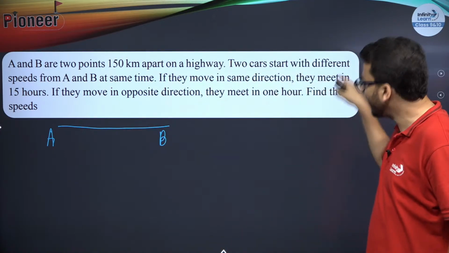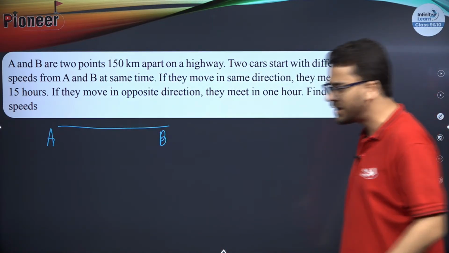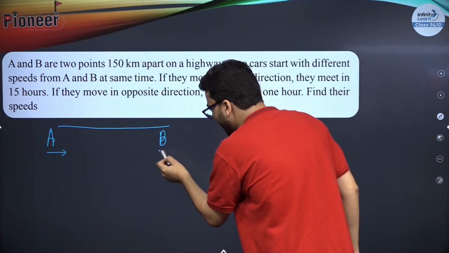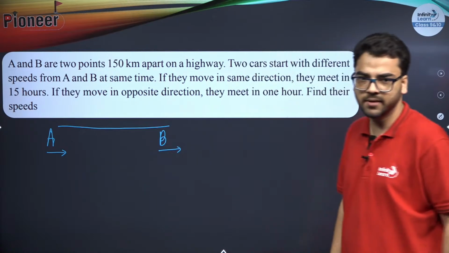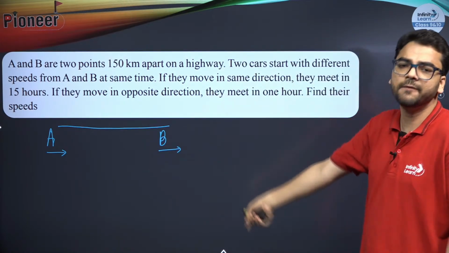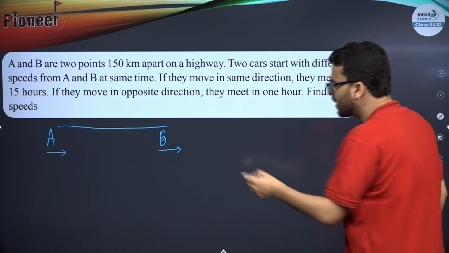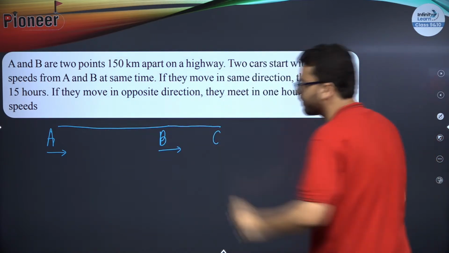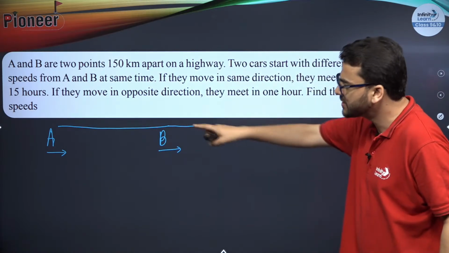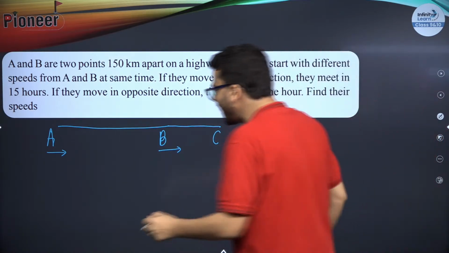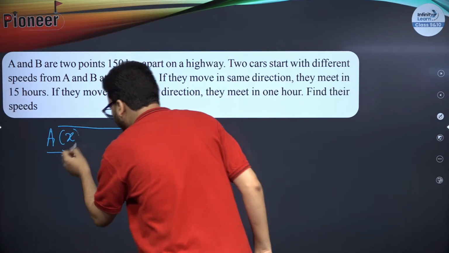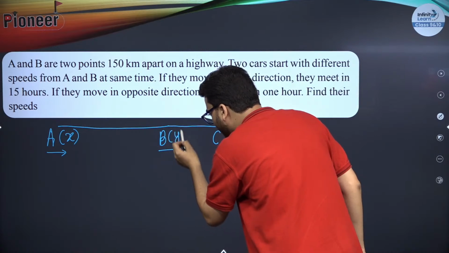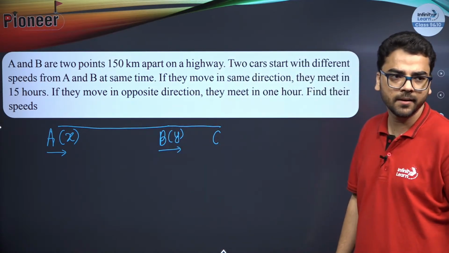If they move in the same direction, they meet in 15 hours. It means the car starting from A is moving like this and the car starting from B is also moving like this in the same direction, and they meet in 15 hours. Suppose they meet at this point C, obviously they will meet somewhere over here. Suppose the speed of the car starting from A is x kilometer per hour, and suppose the speed of the car starting from B is y kilometer per hour. You can assume that.